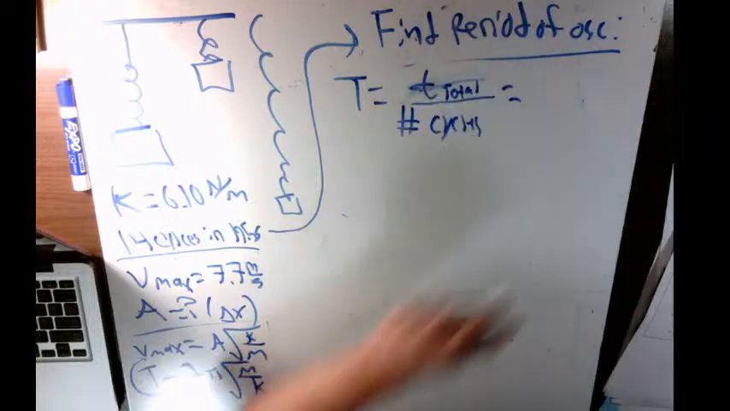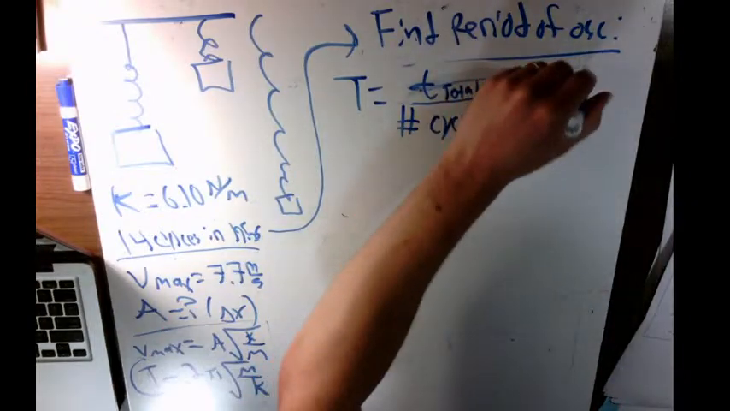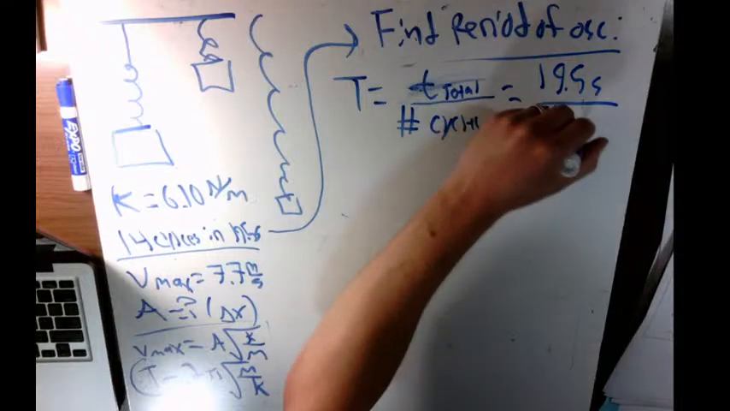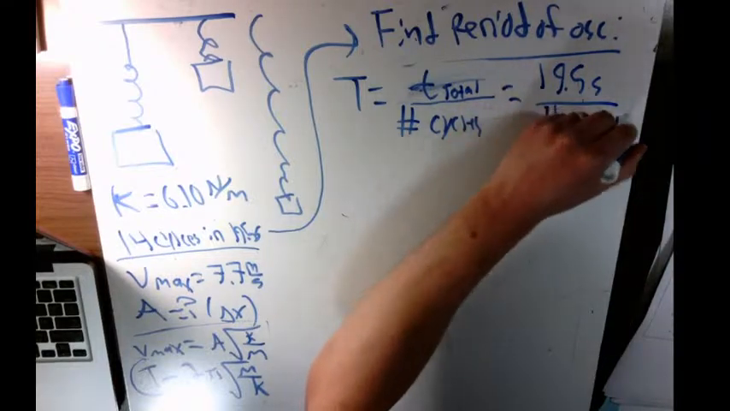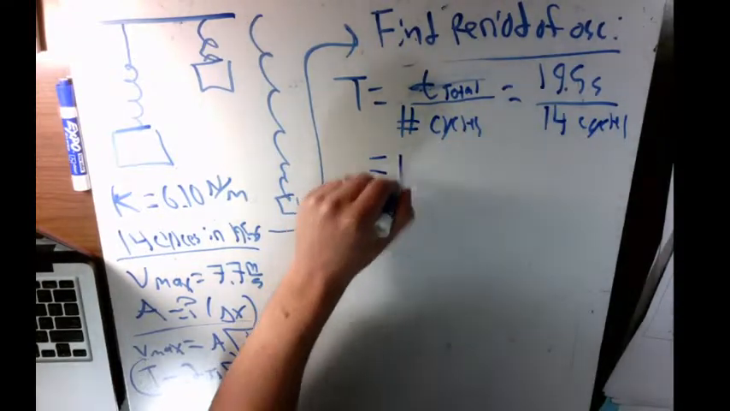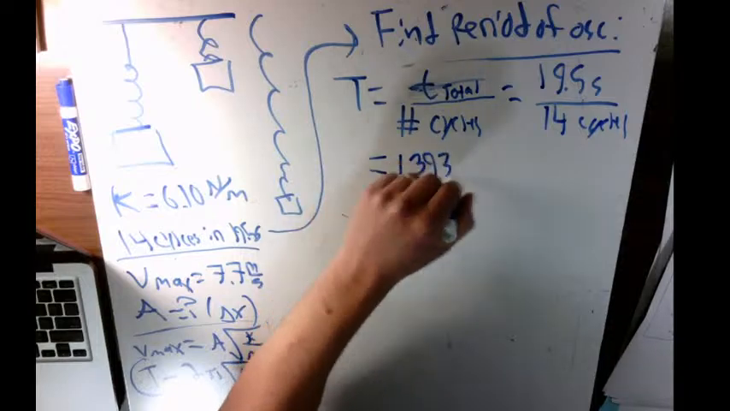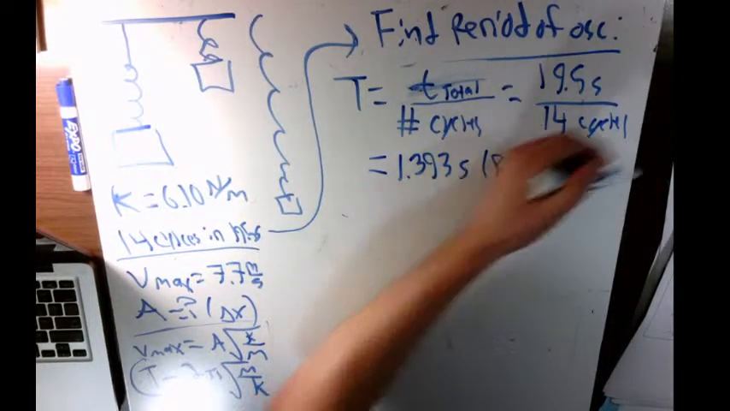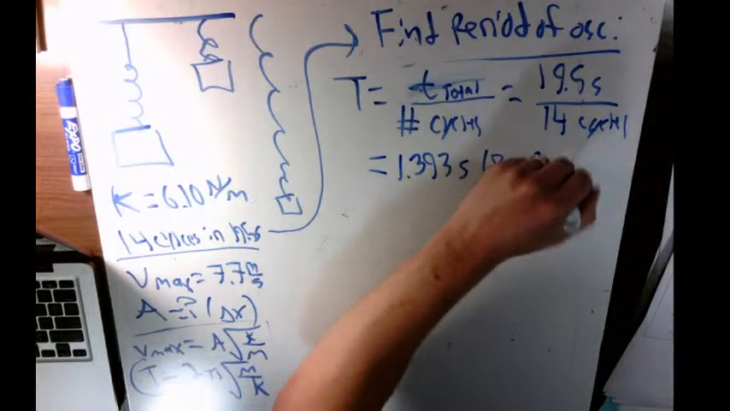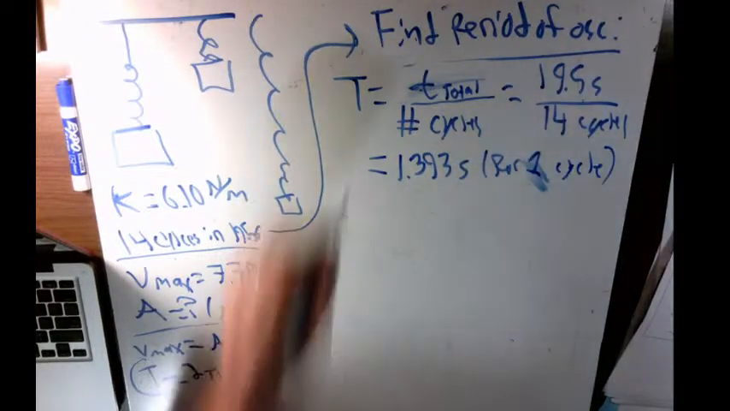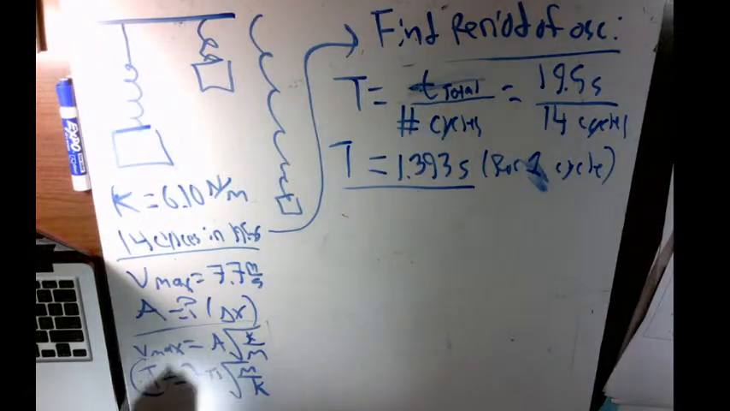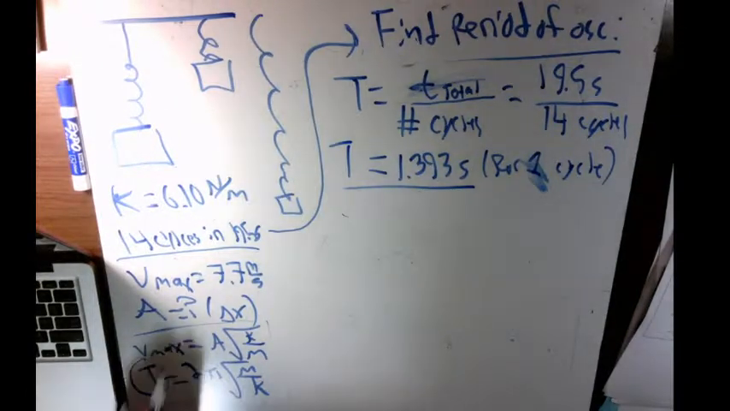So the total time they give us is 19.5 seconds, and we're doing 14 cycles in that time. So our period comes out as 1.393 seconds for 1 cycle. Right, so that's going to be our period, 1.393 seconds.